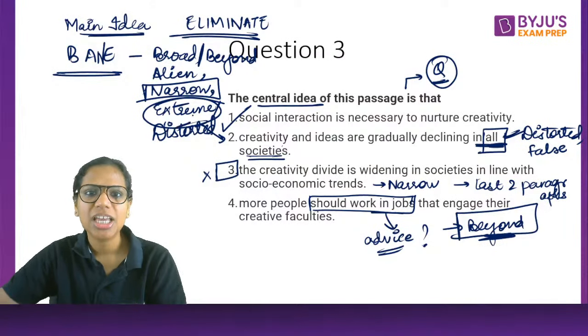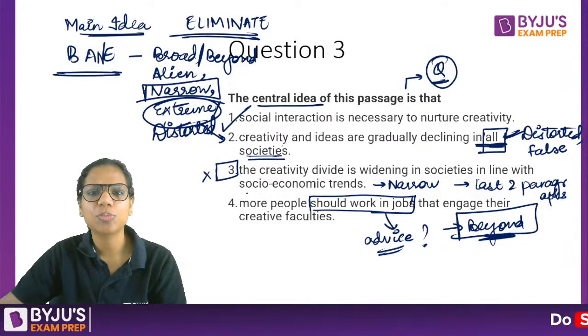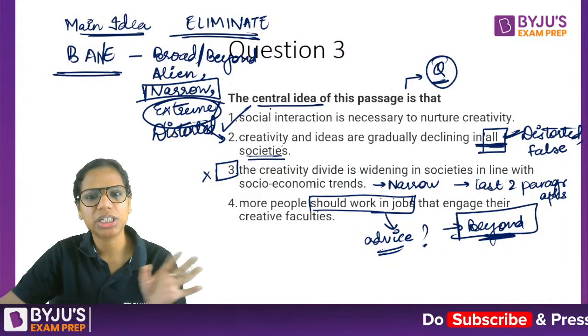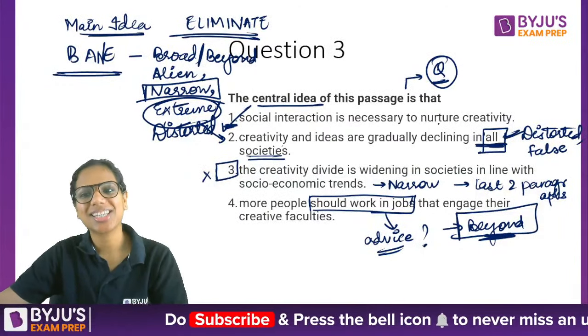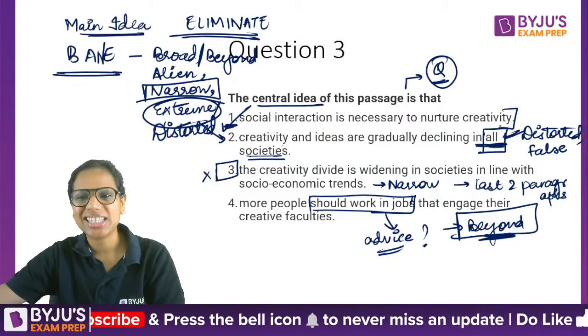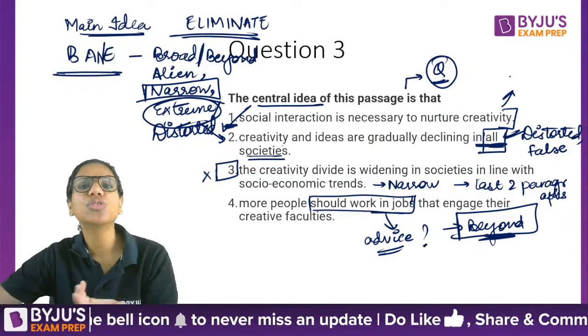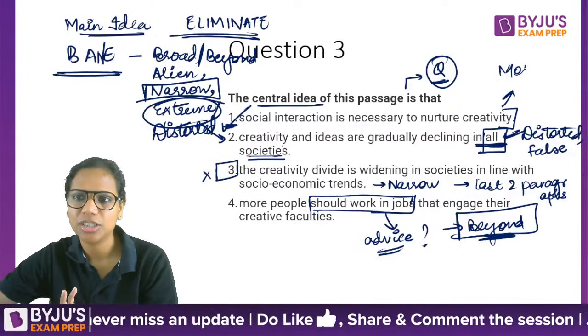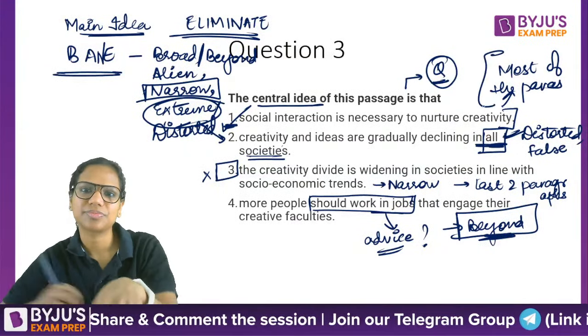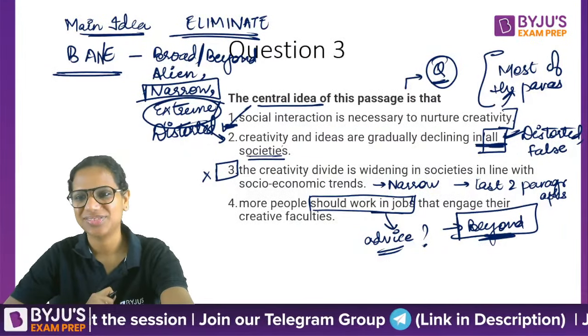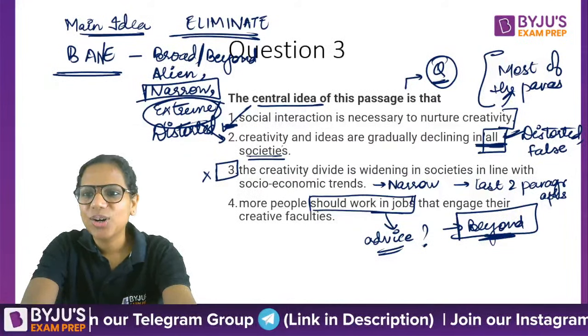Right. Alien was not present here. No option was alien as such. All the options were related to what we have discussed. First, social interaction is necessary to nurture creativity. Yes, this was something that most of the paragraphs of the passage were covering. Most of the paras were talking about this. Hence A.